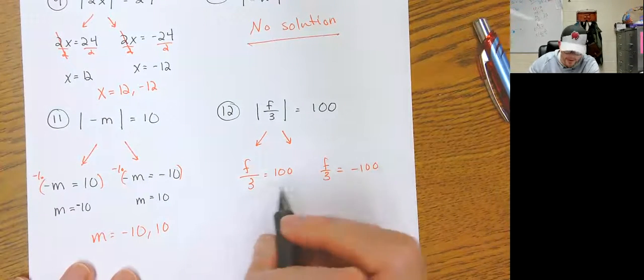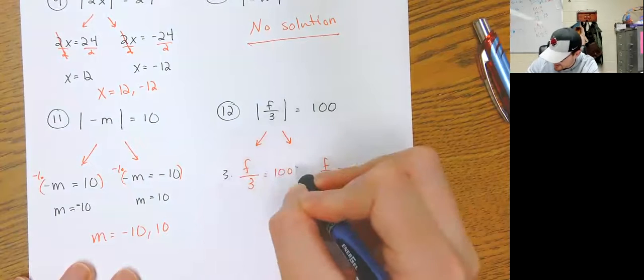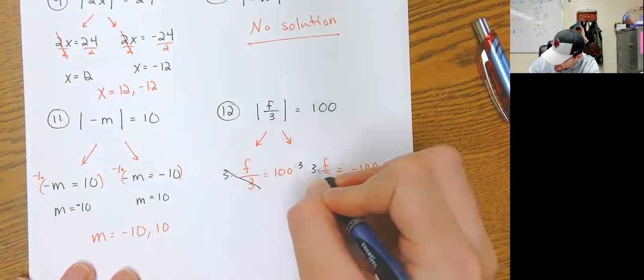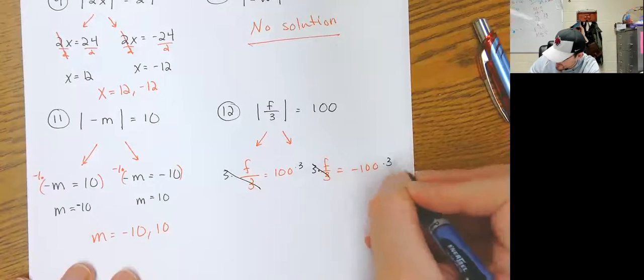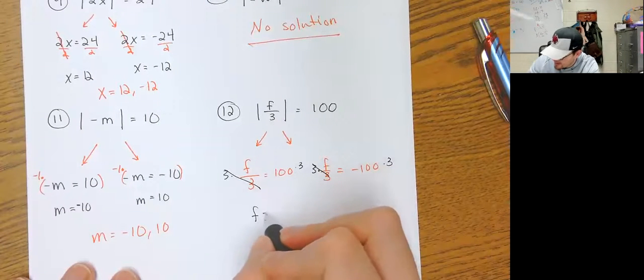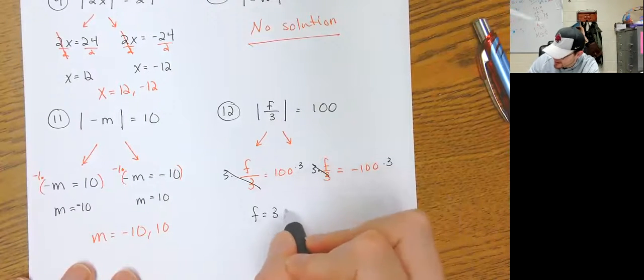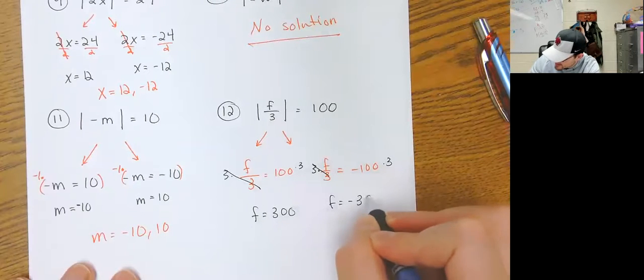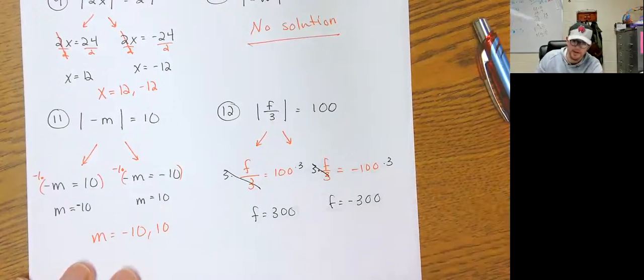Well, how do you get rid of division? Multiplication. So times 3 cancels out. Same thing here, times 3 cancels out. So I get f equals positive 300 or f equals negative 300. So those are my two answers.